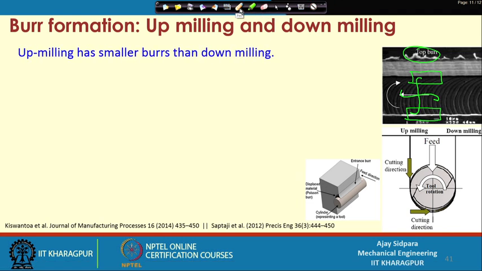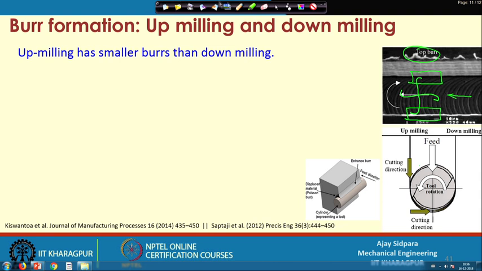right. So, this is the feed direction. So, our feed direction is shown by this diagram. Our tool rotation is in anti-clockwise direction, but here it is showing in the clockwise direction. So, the direction, that means the location of the up milling and down milling will be different here as well as at this location. So, now you can see that up milling has smaller burrs than the down milling.